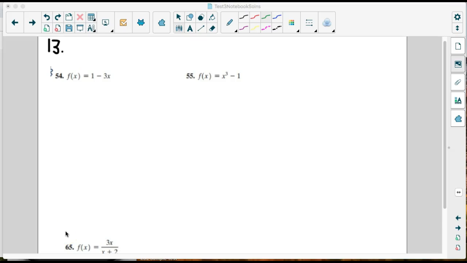Okay, in this video we're asked to find the inverse of functions. This is problem 13 on test 3 review. So to find the inverse of functions, we have a method.